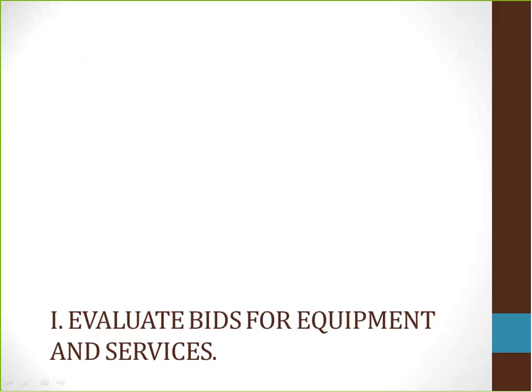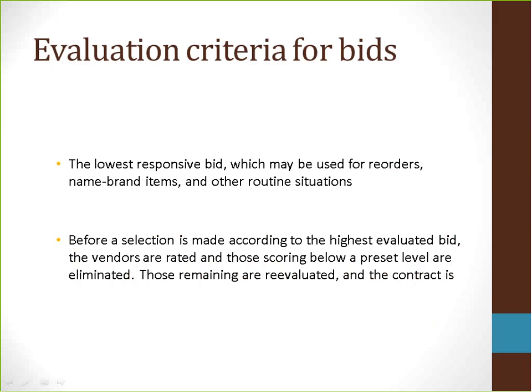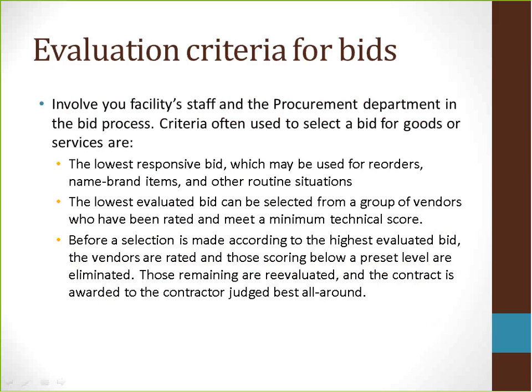Next, we're going to be looking at evaluating bids for equipment and services. When evaluating bids, involve your facility staff and the procurement department in the bid process. Criteria often used to select a bid for goods or services are: first, the lowest responsive bid, which may be used for reorders, name brand items, and other routine situations. Second, the lowest evaluated bid can be selected from a group of vendors who have been rated and meet a minimum technical score.